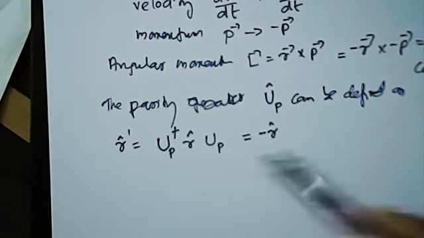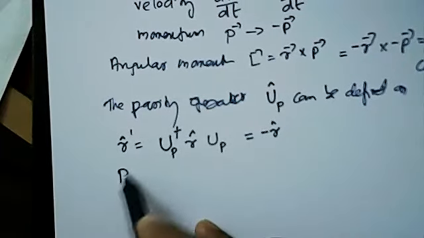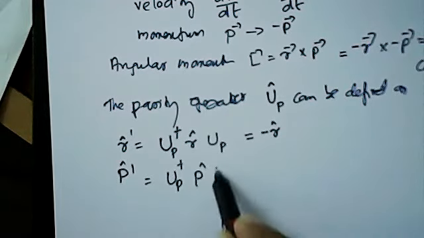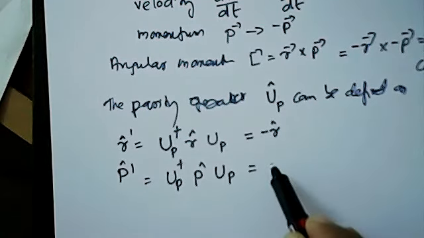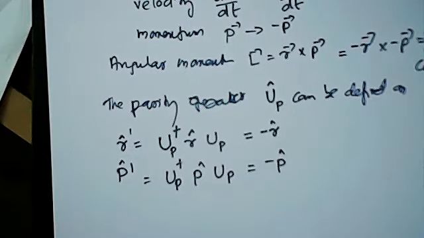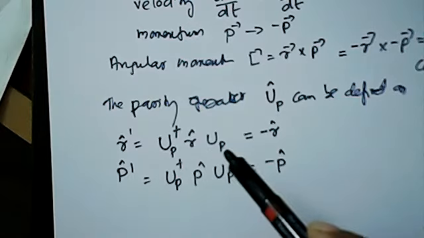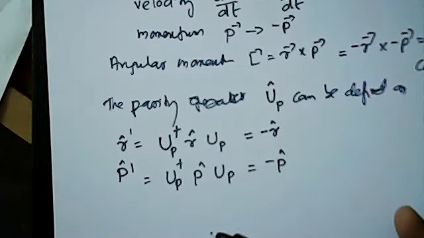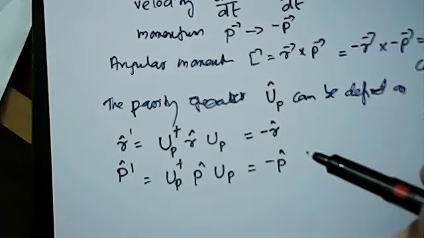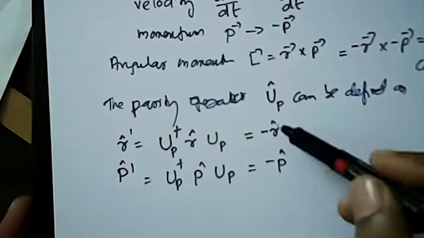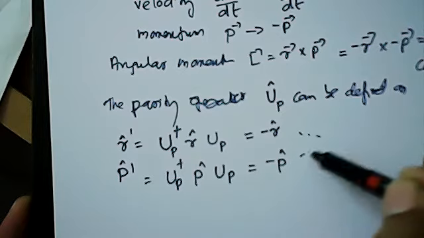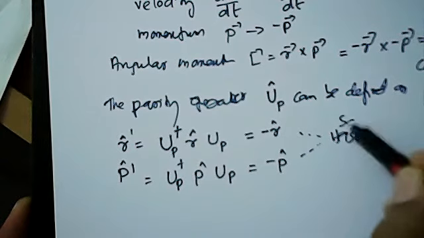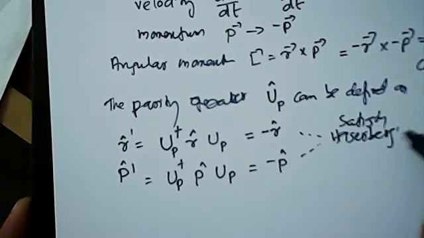Okay. So this way you can define the unitary operator. And one more thing we know, P dash, the new momentum operator, is UP dagger P UP. That also changes sign, so you can put it as minus P. So you can find an operator which has this kind of properties. So that operator can define the parity operator. Naturally, this R and P should satisfy the Heisenberg commutation relation because both are changing sign. So no problem. They satisfy Heisenberg's commutation relation.